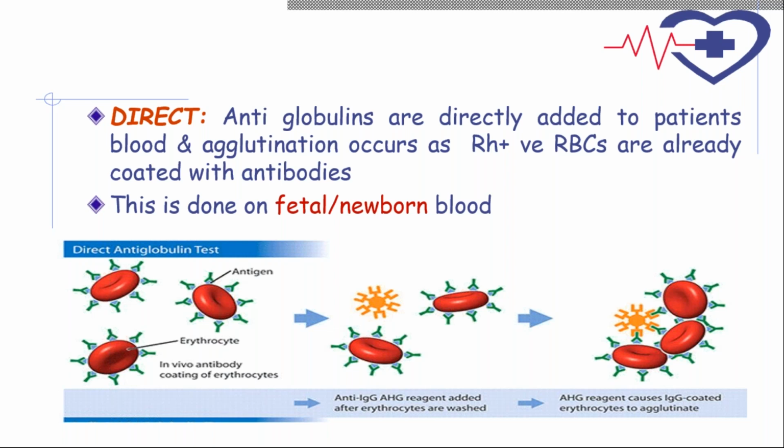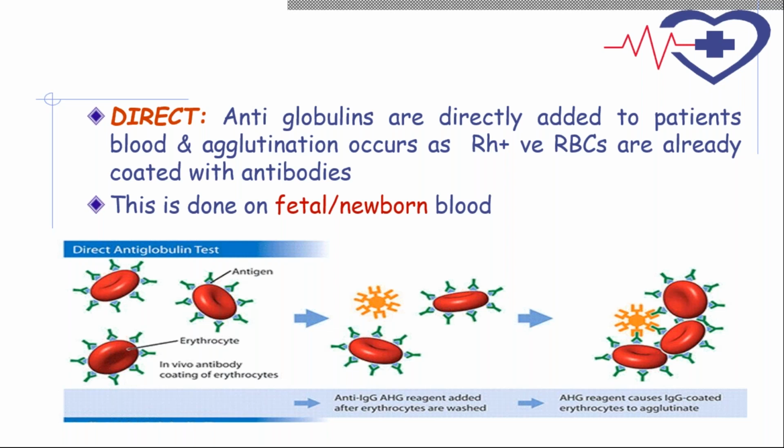Then the other test is the direct Coombs test. Here we add antiglobulins directly to the patient's blood, the RBCs. Here the patient will be the fetus, because this test is exclusively performed on the fetus or the newborn. The direct Coombs test is performed either on fetal blood, if we do a cordocentesis and take out the fetal sample whenever indicated, or after the baby is born, the blood of the neonate is collected and sent for testing.